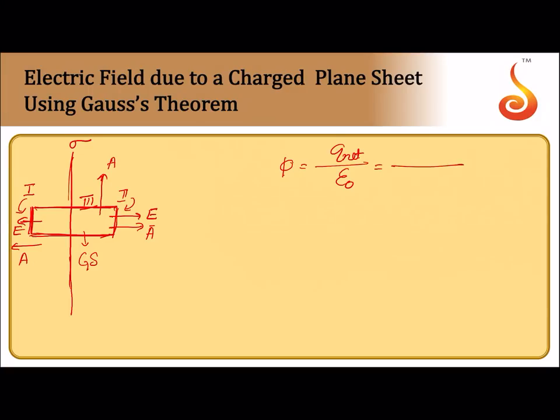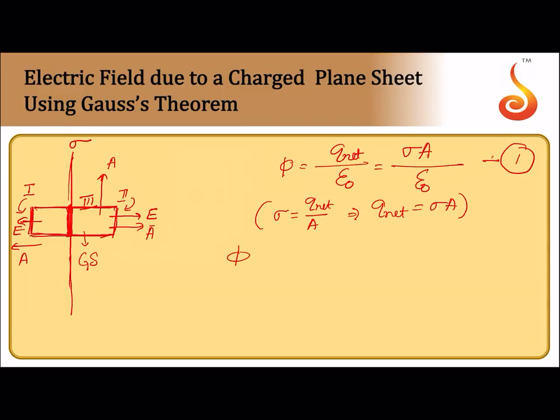So what is it going to be? Net charge divided by epsilon naught. Look at it. This portion of the sheet has pierced through the Gaussian surface, and it must be sigma into A. How is that? By definition, sigma is charge enclosed divided by A. And that gives me Q net is equal to sigma into A. Good. So then we have flux is equal to sigma A divided by epsilon naught. That's my equation number 1.